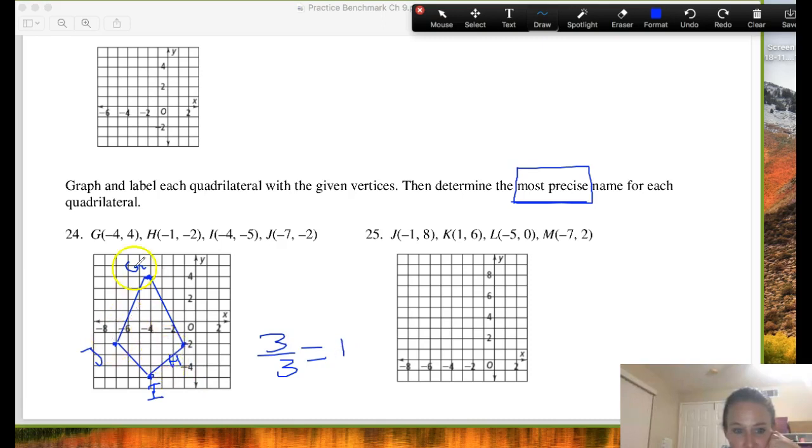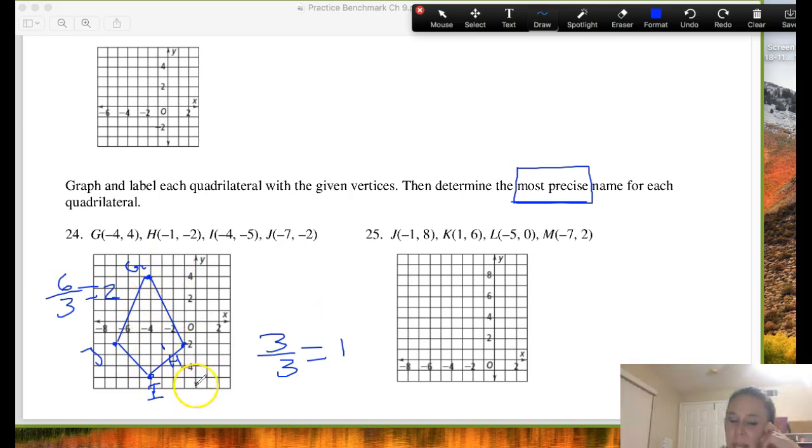This slope here is 1. Count this slope. It's rise 1, 2, 3, 4, 5, 6 over 1, 2, 3. This slope is 6 over 3, which is 2. This slope is 2, this slope is 1. They don't even have the same slope. It's not even a parallelogram.